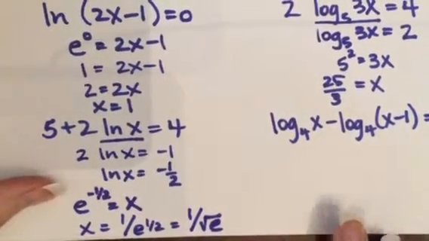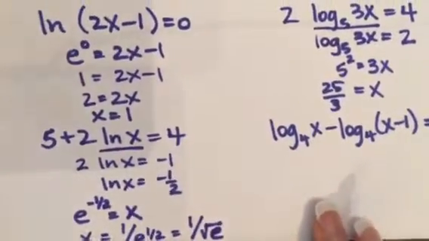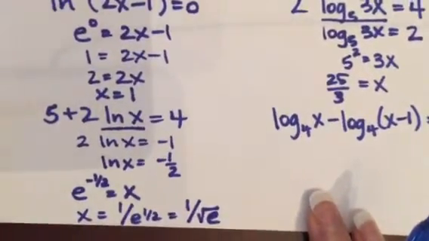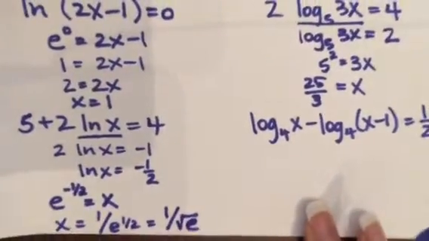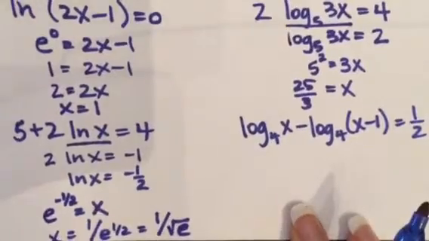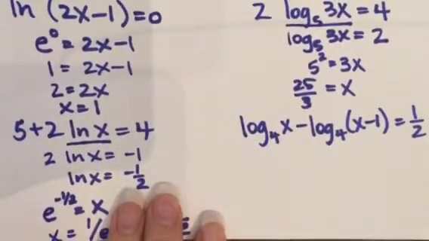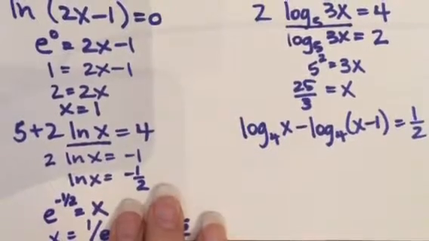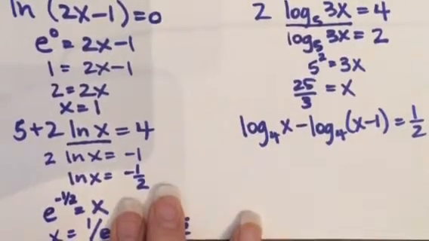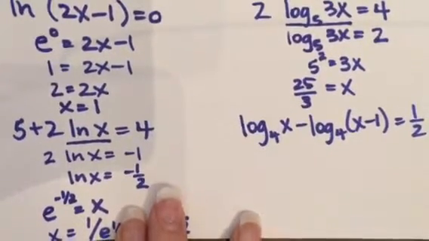All right, last problem. Okay, so in this problem, we have log base 4 of x minus log base 4 of x minus 1. And that's all equal to 1/2. Okay, so this is a little bit of an issue because we, in the past, have had a logarithm is equal to a constant. And here we have the difference of two logarithms is equal to a constant.